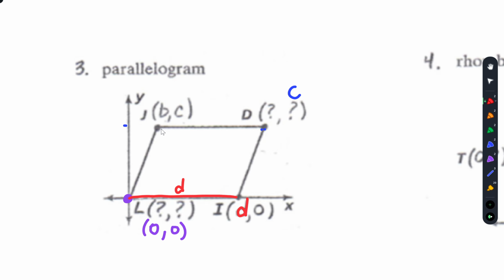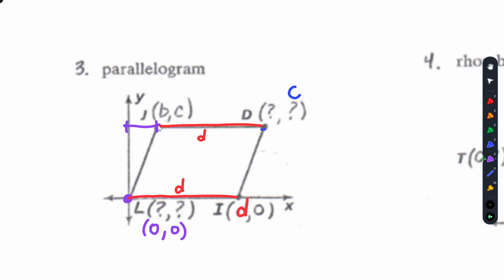By the property of parallelograms, my opposite sides are congruent, so this is also going to be D. Am I going to put D comma C as my point for D? No. I have to figure out what this missing piece right here is. Yes, that length is D, the top of the parallelogram, but I also have that little sliver that I got to account for. What's the length of that little purple sliver?